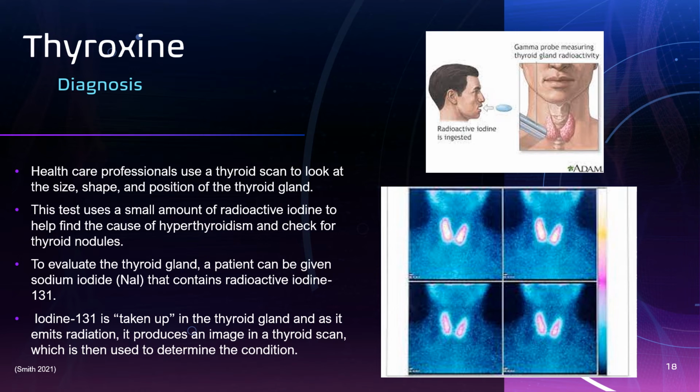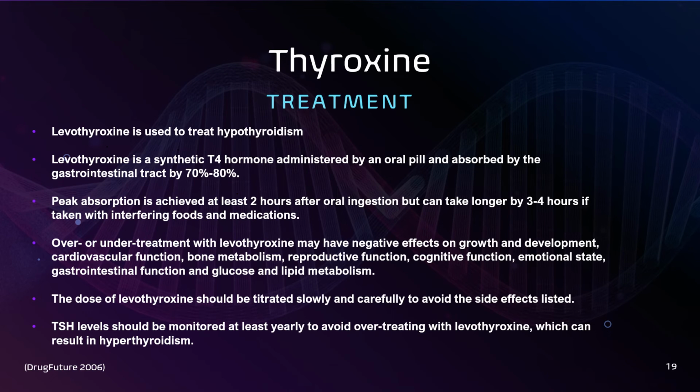So if you look at the image, because of the radioactivity of the iodine 131, you can see it kind of glows, and from there they can determine the shape. How to treat hypothyroidism in adults is through the medication levothyroxine. Levothyroxine is a synthetic T4 hormone administered by an oral pill, and it's absorbed by the gastrointestinal tract by 70 to 80%. Peak absorption is achieved at least 2 hours after oral ingestion, but it could take longer, 3 to 4 hours, if taken with interfering foods and medications.